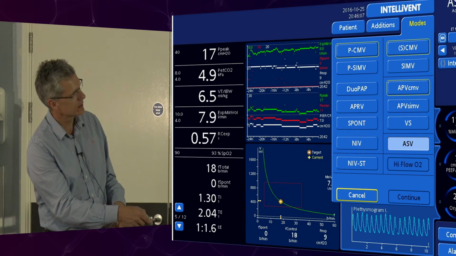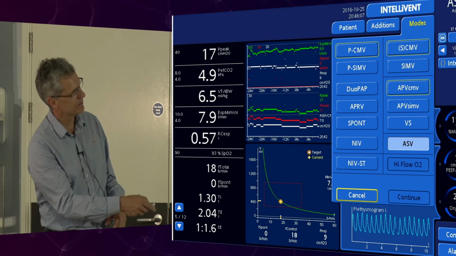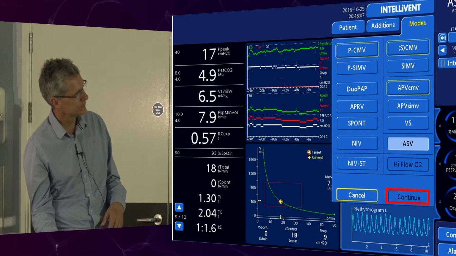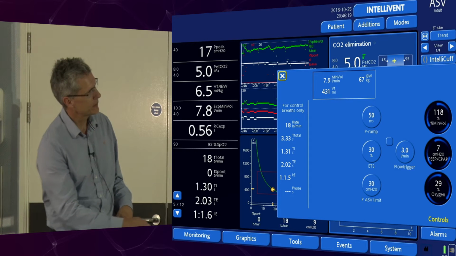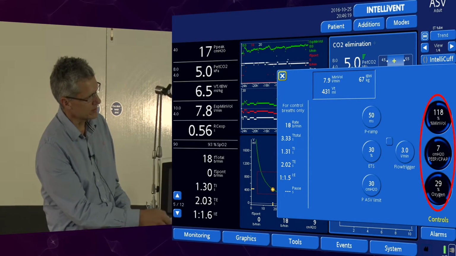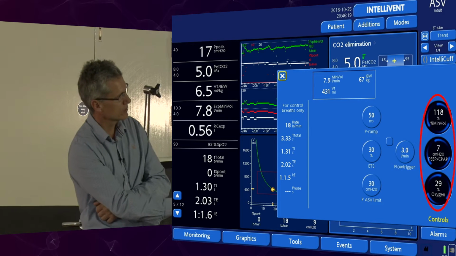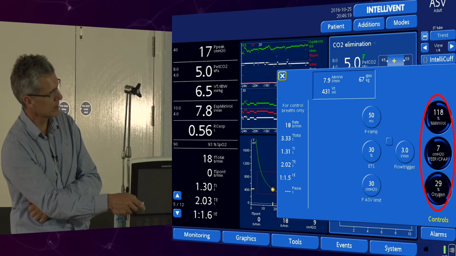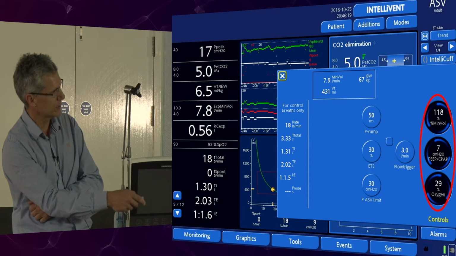And then click in modes. So down the side here, these are essentially volume type modes. These are more pressure. You choose ASV. And then the buttons, these are the control buttons that you use. So I've got this patient on IntelliVent for what it's worth. But the buttons you adjust are the minute volume button, which I've talked about, the PEEP and the FiO2.